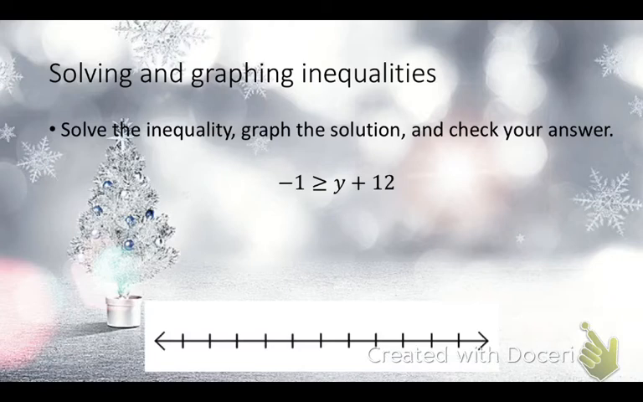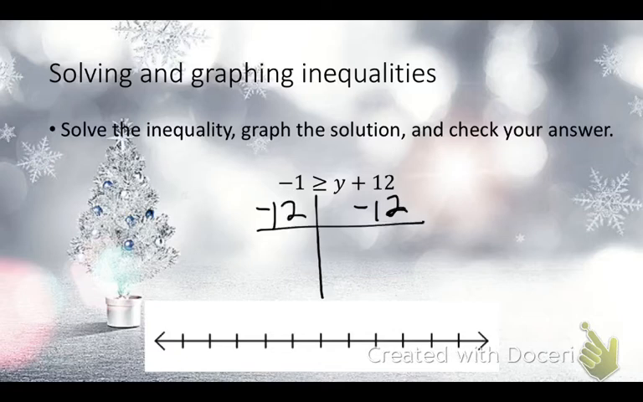So first, our first inequality here, we have -1 is greater than or equal to y plus 12. So I'm actually going to start solving this the same way as if it were an equation, and I'm going to draw my line on the inequality symbol. And I see y plus 12, so I am going to subtract 12 from both sides. These 12s cancel, and I end up with -13 on this side. So I have -13 is greater than or equal to y.